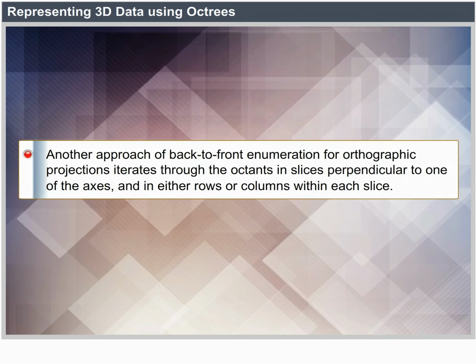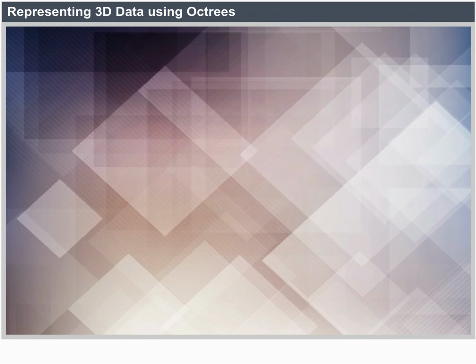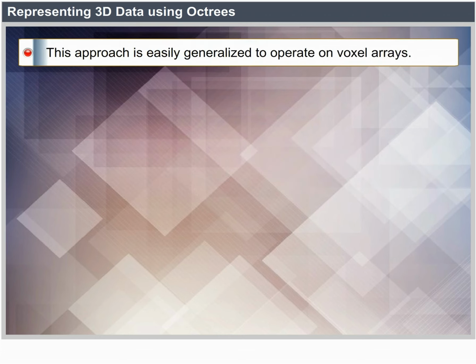Another approach to back-to-front enumeration for orthographic projections iterates through the octants in slices perpendicular to one of the axes, and in either rows or columns within each slice. The sign of each component of the VPN determines the direction of iteration along the corresponding octree axis. A positive component indicates increasing order along its axis, whereas a negative component indicates decreasing order. The order in which the axes are used does not matter. This approach is easily generalized to operate on voxel arrays.